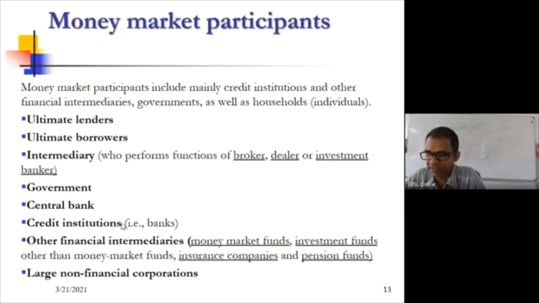And the intermediaries. Here, intermediaries are like brokers or dealers or investment bankers. They don't borrow for themselves or do investments for themselves. But their role is to bring borrowers and lenders together. So even in the interbank market, as I mentioned earlier, money market brokers are involved.